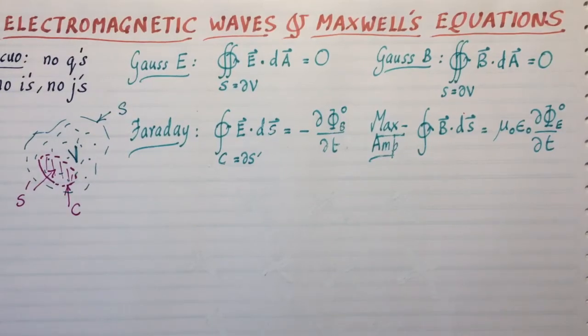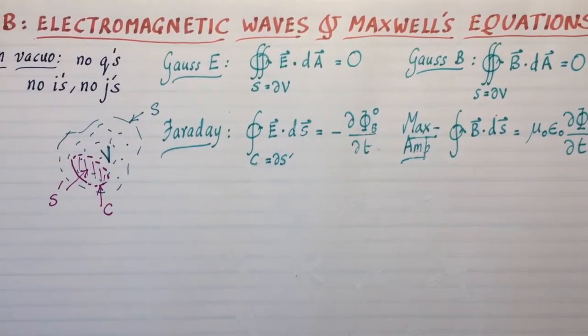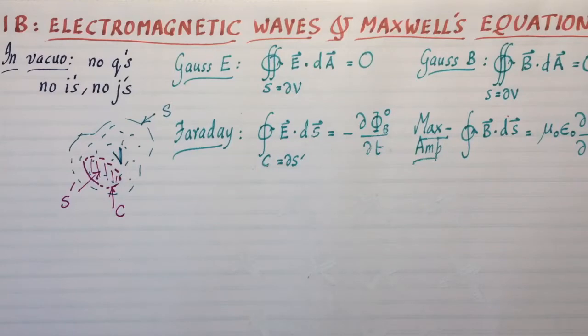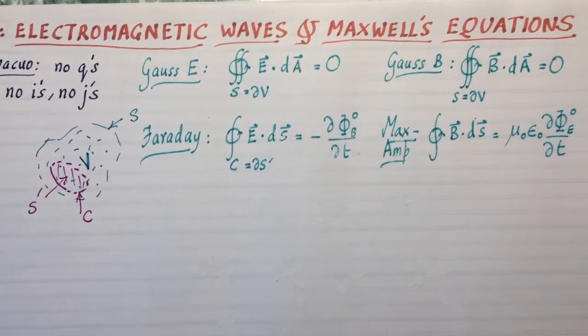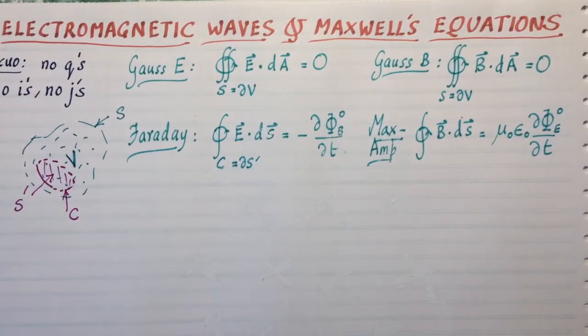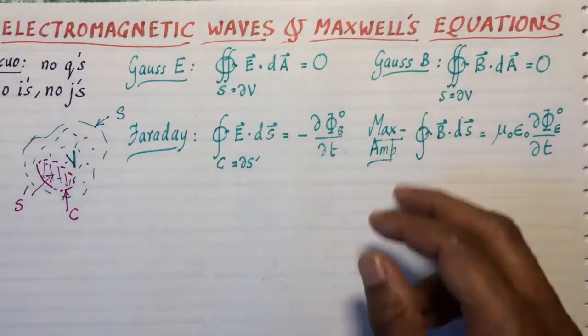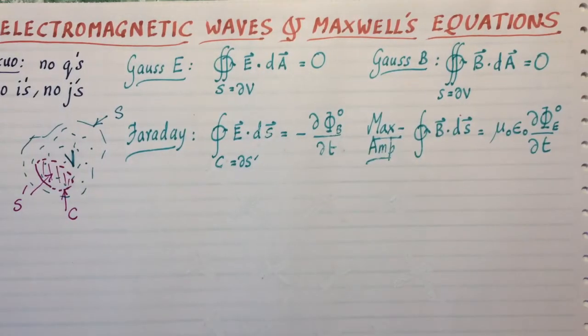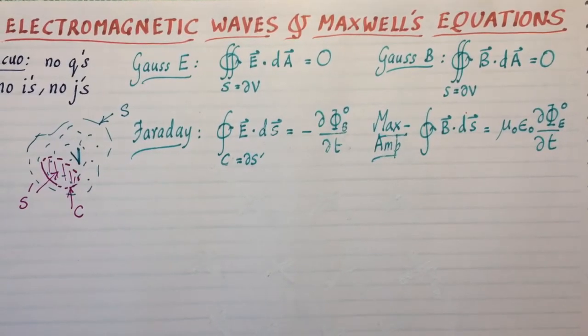So first of all, he said, let's go to vacuum, outer space, deep outer space. There's no charge, there's no current densities. How do these laws look? Well, Gauss's electric law has got nothing on the right side. Gauss's magnetic law has nothing on the right side anyway, because magnetic monopoles don't exist. So you don't need to do anything special for that.